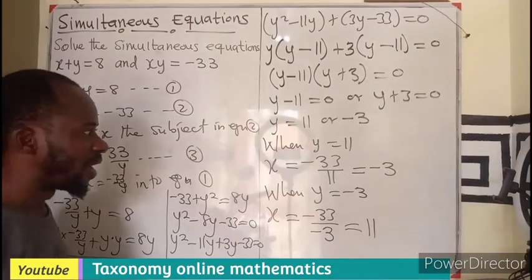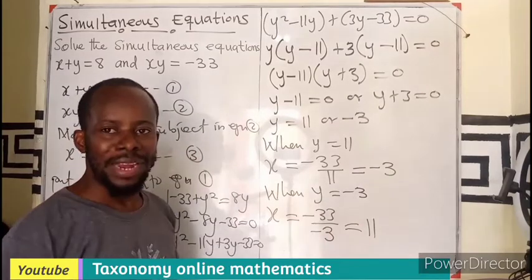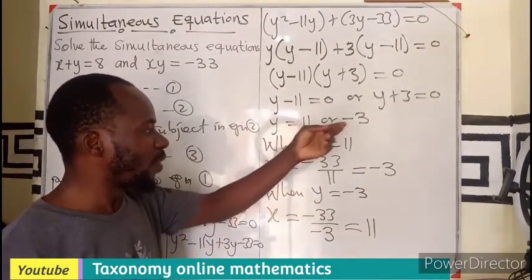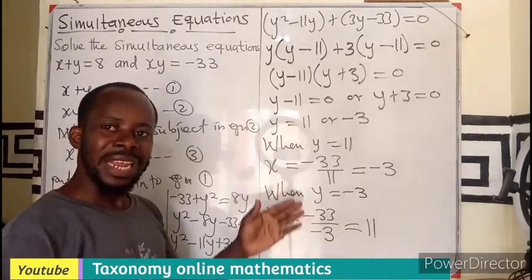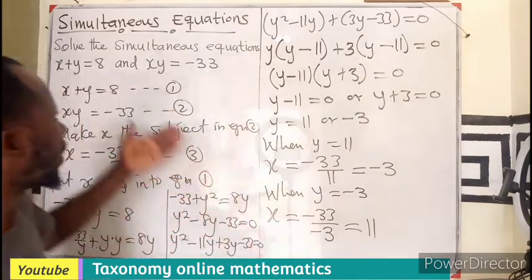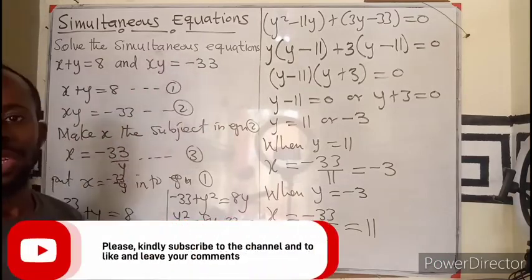That simply means that the value of x is either 11 or minus 3. Then the value of y is also either 11 or minus 3. So we can say the numbers are negative 3 and 11. Those will be the values of x and y that will satisfy these two equations.